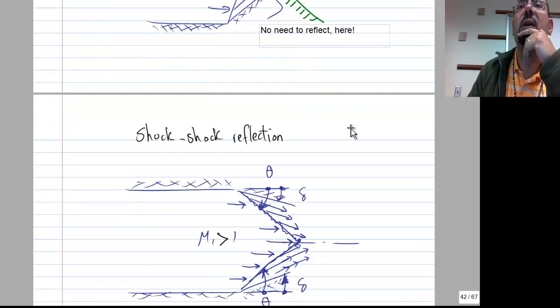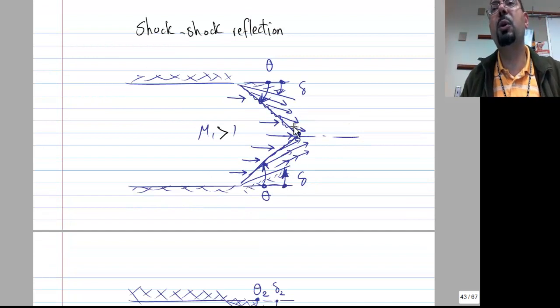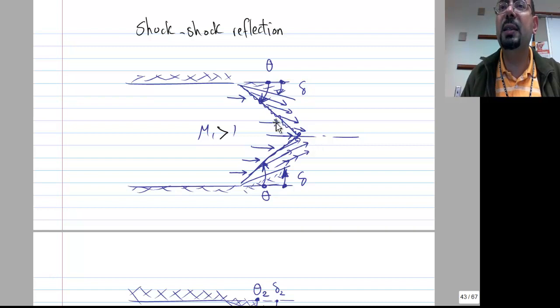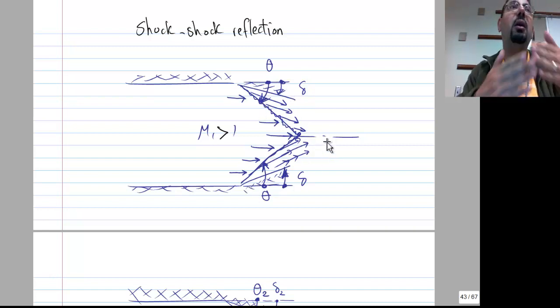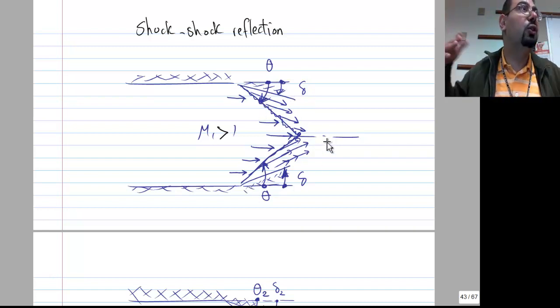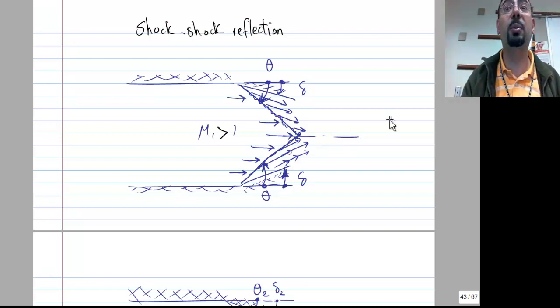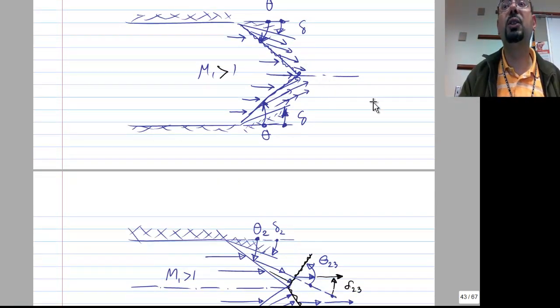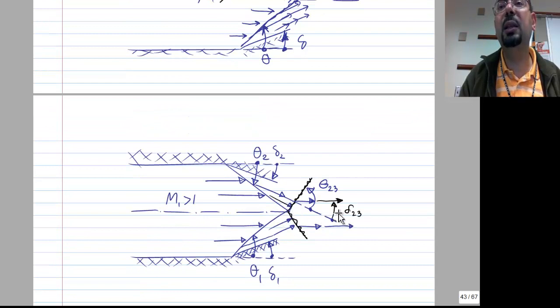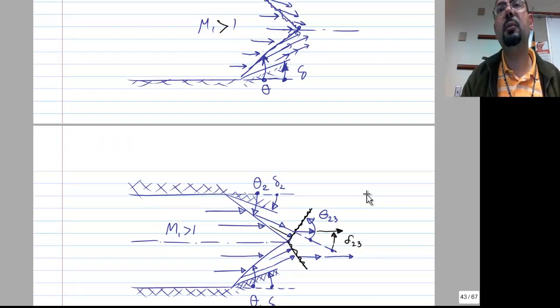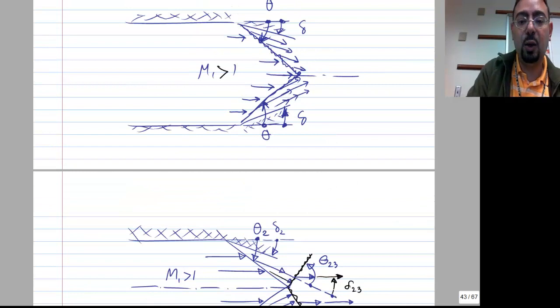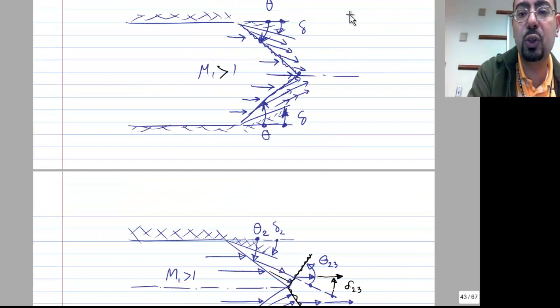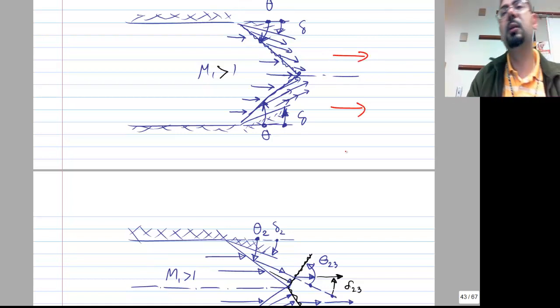Okay, guys? So now, this was a homework problem. When you had two shocks hitting each other, we realized that the flow coming from here and from there cannot persist. They cannot go through each other. They will have to straighten up, which means they will have a common direction that both of them will go through. And that's how you solve the homework problem.